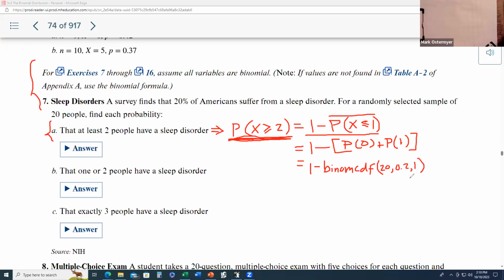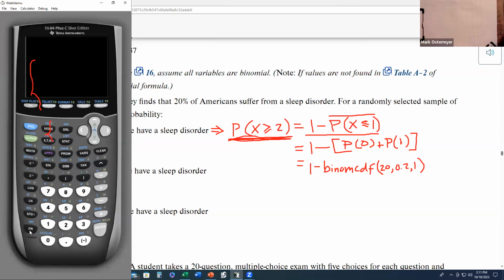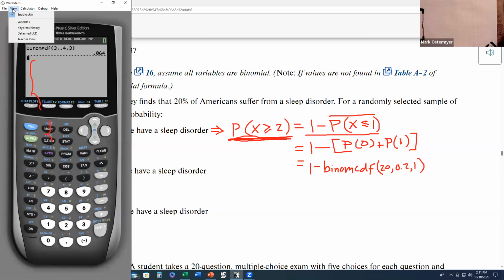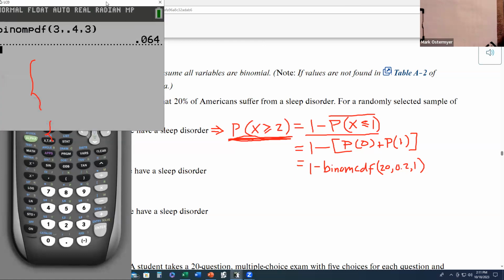That's all you got to do is dial this up in your calculator and boom, you've computed the probability that we select at least 2 people of 20 randomly selected that will suffer from a sleep disorder. So you gotta, at times, use this complementary rule. It'll save you tons of time. All right, so let's go get our calculator and dial this up and see if we can bring that up properly there. All right, so here we go.